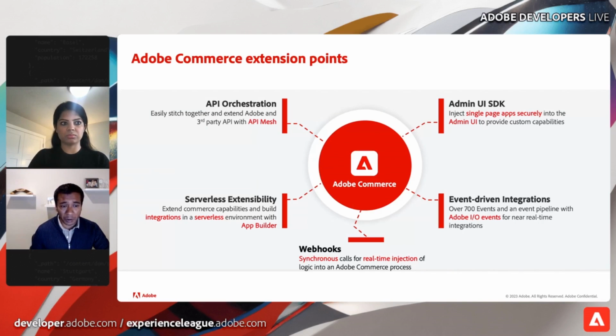We also introduced Adobe Developer App Builder for Commerce. And that is our serverless runtime and extensibility platform that allows you to extend native capabilities within Adobe Commerce. The third thing we introduced were event-driven integrations, and that'll actually be the focus of today's session. But we introduced event-driven integrations back in January. That included over 700 commerce events covering things like our product catalog, customer accounts, order status, and pretty much anything that happens within the system, and being able to build near real-time integrations or reactive applications using those events.